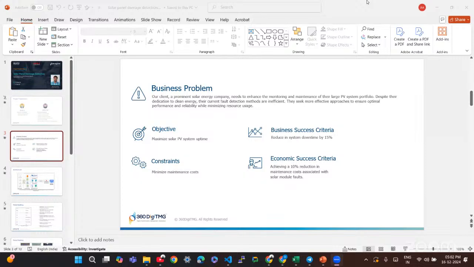We have to reduce the system downtime by 15%. This was our business success criteria. And we have the economic success criteria: achieving a reduction in the maintenance cost associated with the solar module faults. So the economic success criteria is to achieve at least a 10% reduction in the maintenance cost. Okay, so this was all about the business understanding.